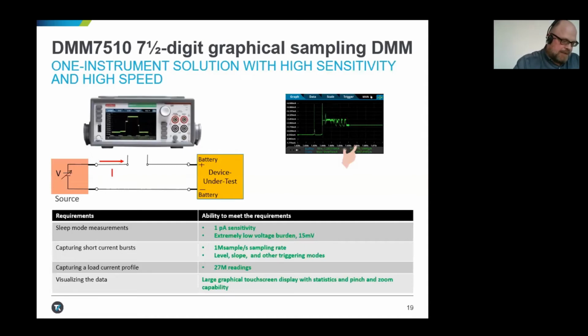In addition to displaying numerical readings, the DMM 7510 has a touchscreen graphical display, waveforms can be plotted, and a pinch and zoom capability allows detailed analysis of a waveform. Thus, you can expand and study the load current bursts in great detail.